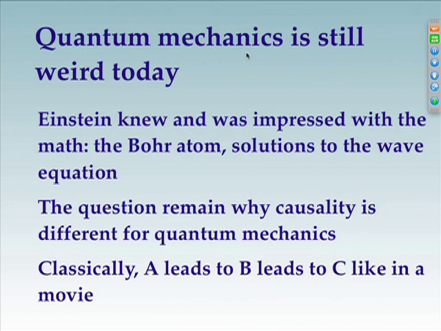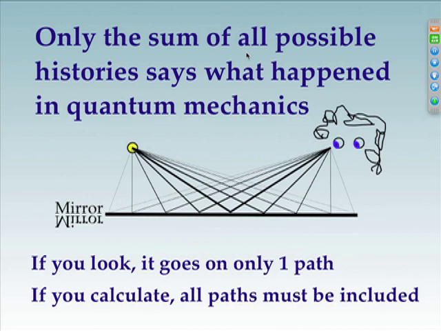Well, this is a little picture of what goes on. Only the sum of all possible histories says what happened in quantum mechanics. So there's this guy looking at the moon that's bouncing off of a lake, and if you actually decide to focus on just one path, you'll get that signal. It might not happen very often, but it will happen. But if you go ahead and calculate what happened, what you need to do is, out of every single one of those, you'll notice that one of those actually happens a lot more often. It's not destructive sort of thing. But you must include them all. And that, in essence, is kind of odd.